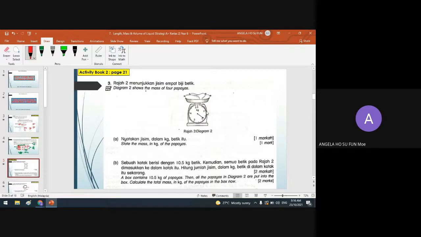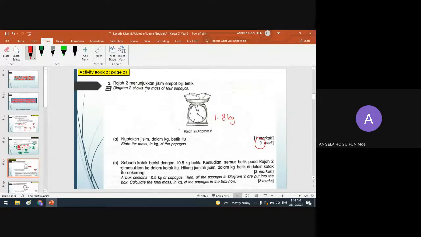You look at the pointer here. After 1, you have 1, 2, 3, 4, 5, 6, 7, 8, 9, and 10. So here is 8. So I know definitely this is equal to 1.8 kg. Very simple, only 1 mark. So this is your answer for A, 1.8 kg. You can write it here also, no problem.